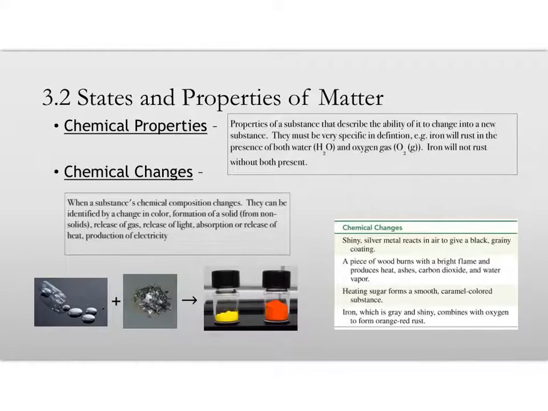Does aluminum rust? Yes, but in the presence of oxygen and water. So it's not only iron that rusts. Pretty much all metals can rust.